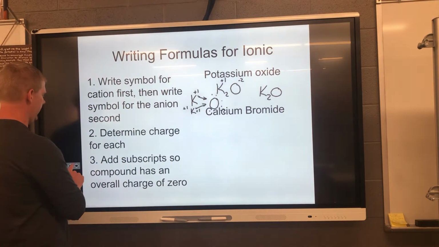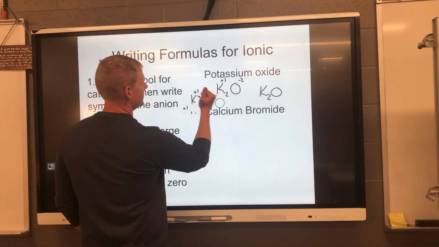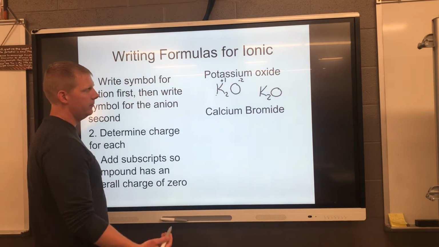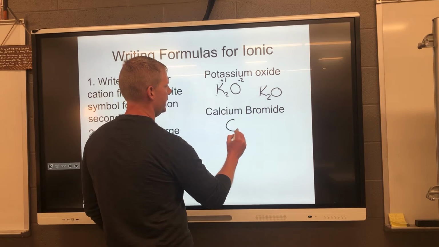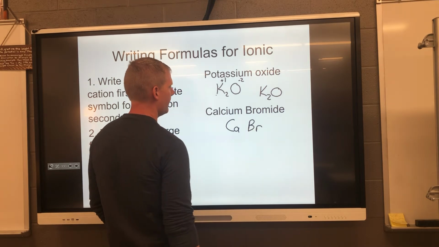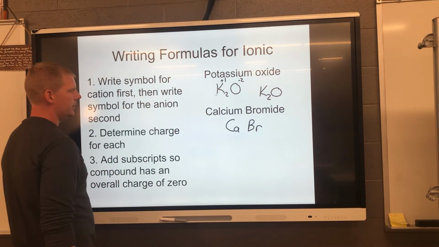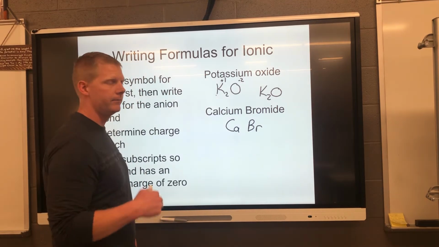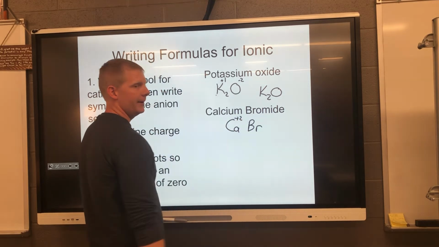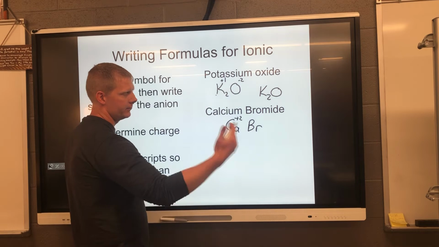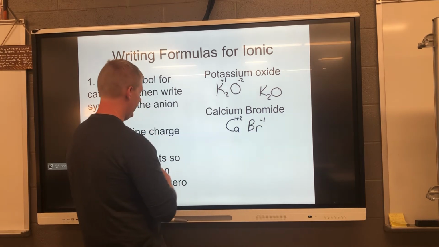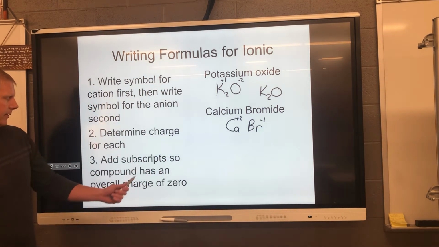All right, next one, calcium bromide. Again, you can go back to your steps. You have the steps in your notes there, so use them. We have calcium, Ca, and bromide is going to be Br. Step 2, determine the charge for each. Calcium, I know is in group 2, 2 valence electrons, it's going to get rid of them, so it's going to form a positive 2. Bromine has 7 valence electrons, so it's going to take in one more, and form a negative 1.